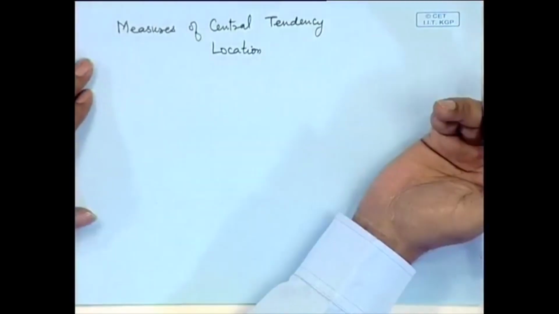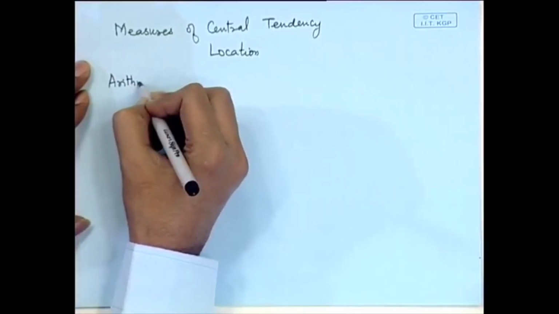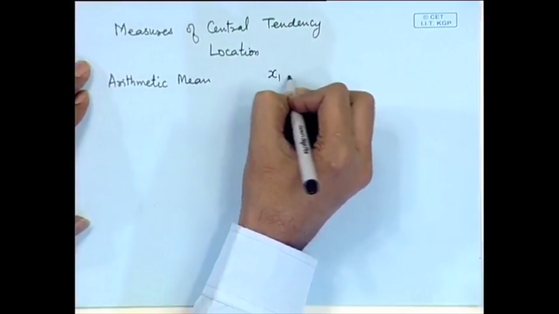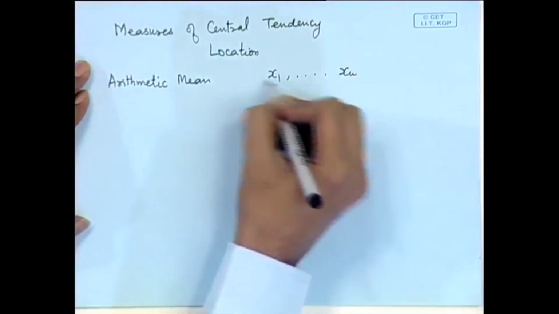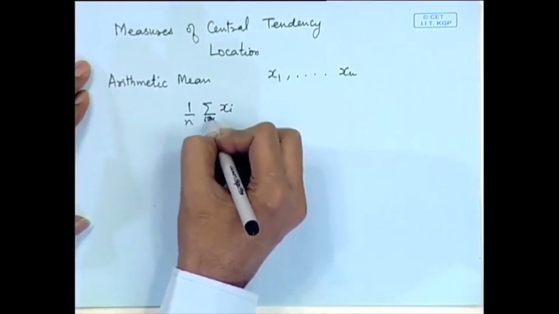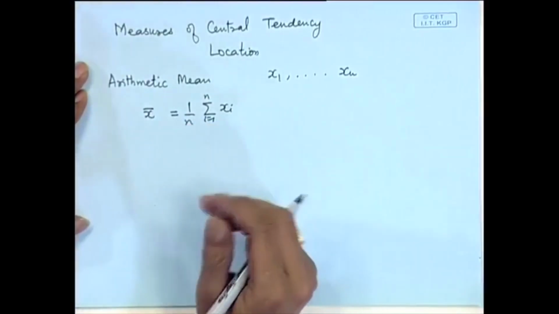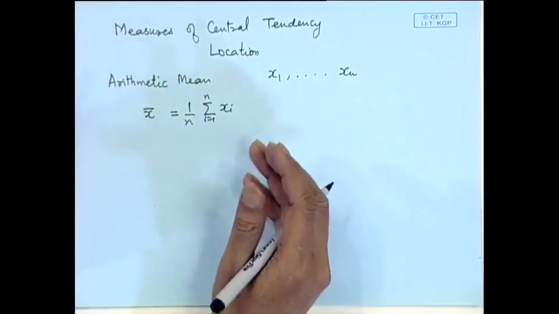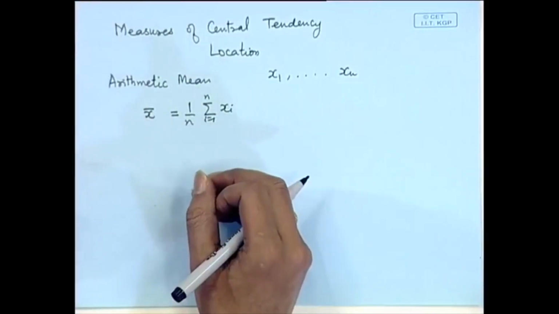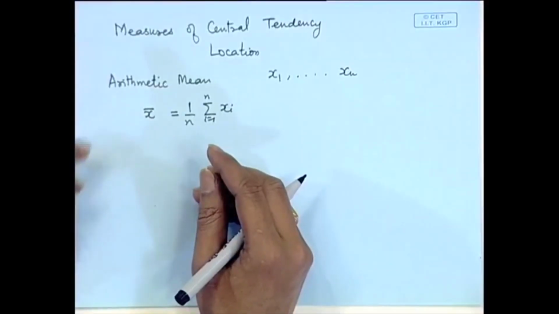The first one is an average. The easiest of the averages is the arithmetic mean. If I have the values say x 1, x 2, x n, it is simply 1 by n sigma x i, i equal to 1 to n; let us call it x bar. That means, whatever observations are there, we simply take a plain average of that. This is known as the arithmetic mean. This is one of the most commonly used measures of location or measures of central tendency.